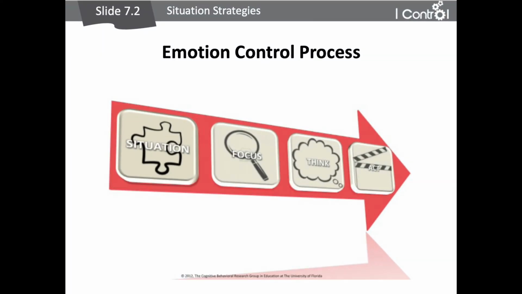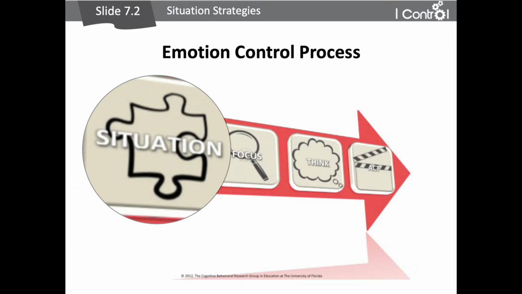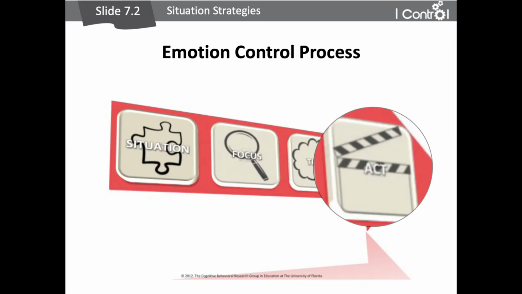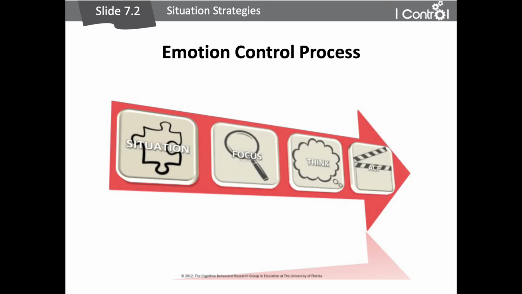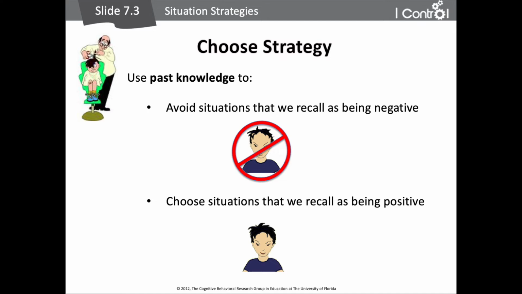The 4 stages of the emotion control process are situation, focus, think, and act. You'll identify useful strategies during each of these 4 stages that will help you control your emotions and achieve more positive outcomes. In Lesson 7, you'll learn about 2 strategies: choose your situation or change your situation, so your outcome is more positive. The first strategy you'll learn is called choose.